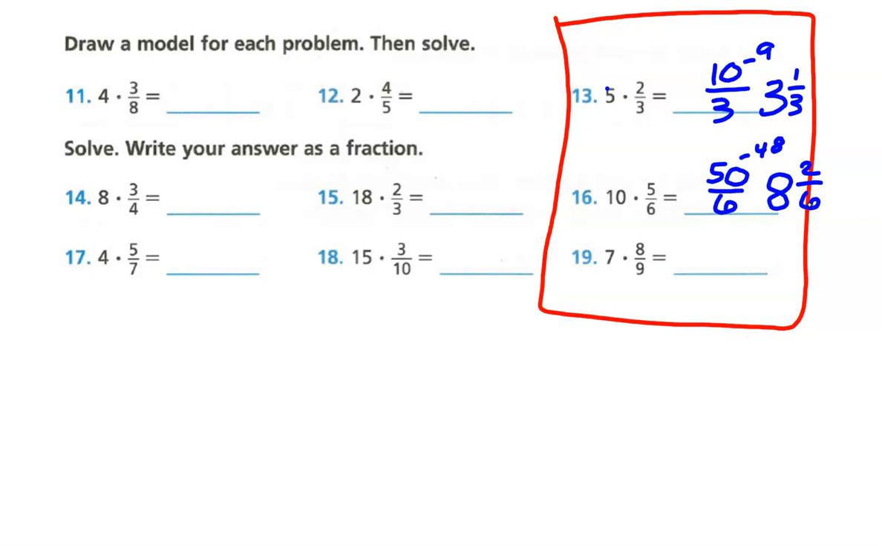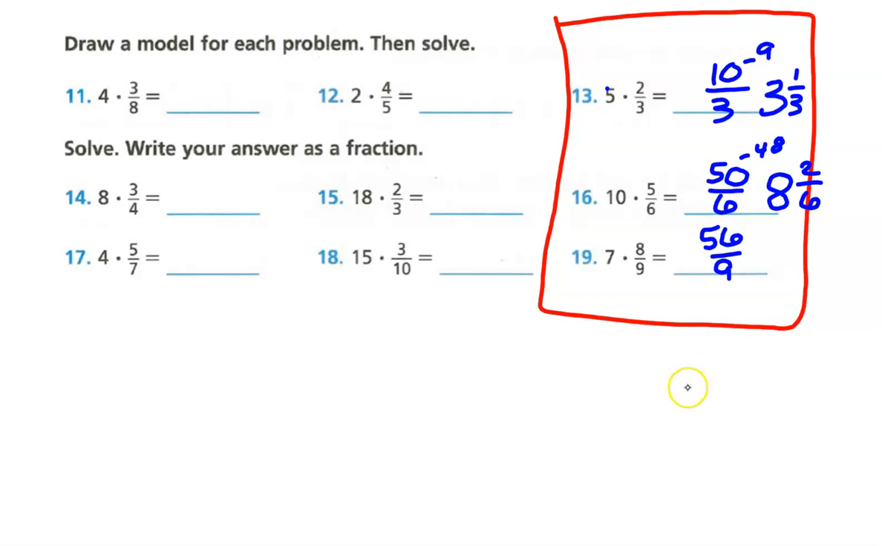Might be kind of cool if you tried to pause real quick and do number 19 on your own, but it's okay to also just move forward with me. So number 19 is what I'm going to work on next. 7 times 8/9. So 9ths, again, is my share, so I'll leave my 9 down there as my denominator. And then I have 7 full groups of 8/9. So 7 times 8 is 56. So that's going to leave a 56 up there.